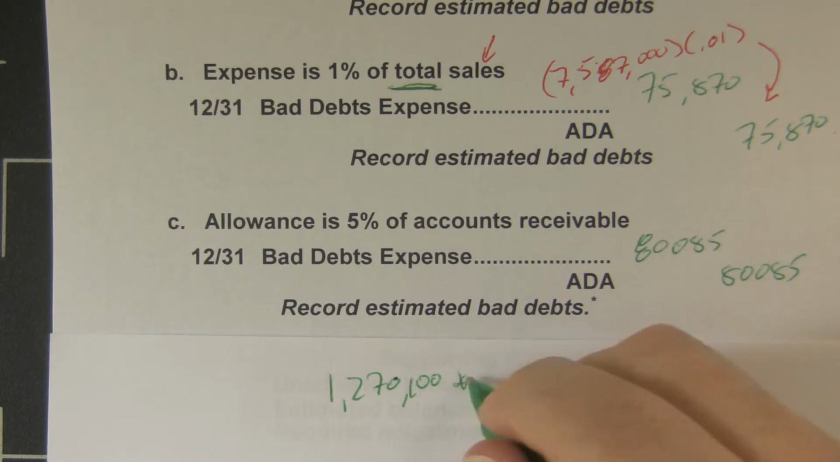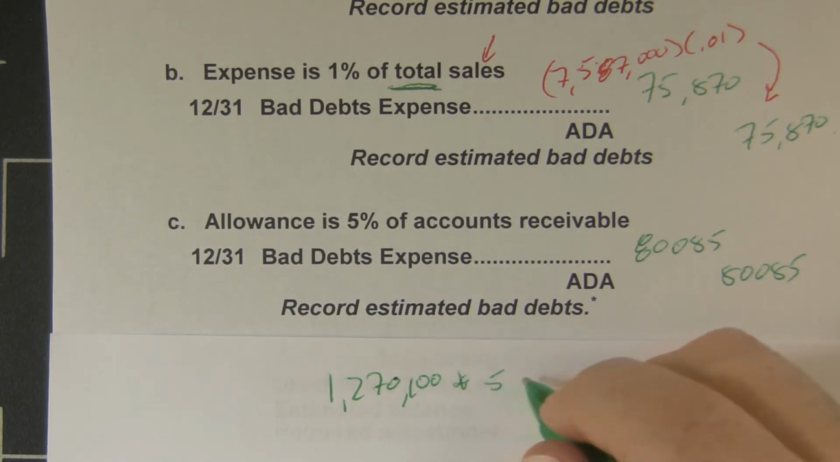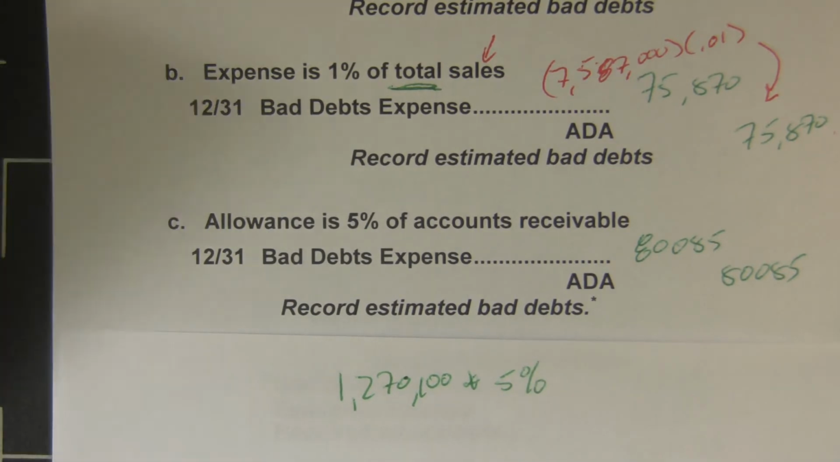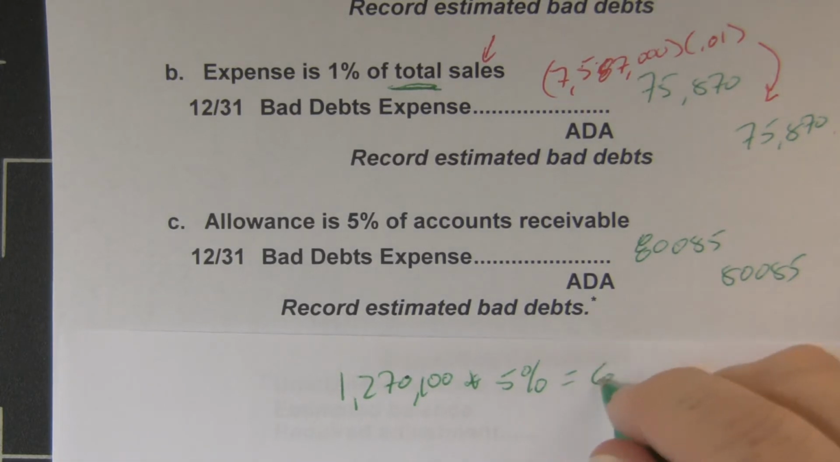$1,270,100 times 5%, and we need to do that, and I'm not even going to try to do that in my head. 1,270,100 times 0.05 equals 63,505.